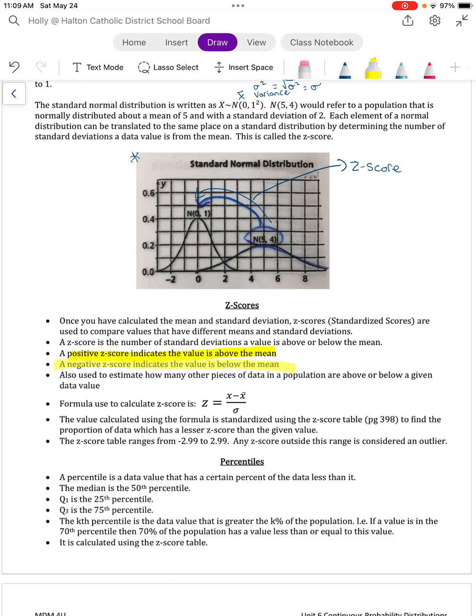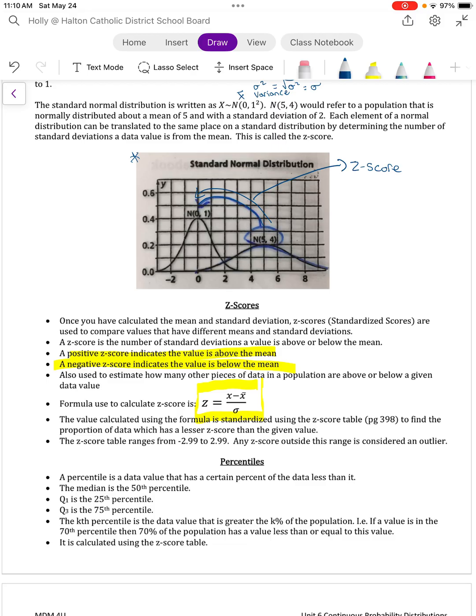Okay, so 2 important points there. Also used to estimate how many other pieces of data in a population are above or below a given data value. So the formula that we use is z is equal to x minus x bar over the standard deviation. So your observation minus the mean divided by the standard deviation. So if I took x minus x bar, that's going to tell me how far away I am from the mean, but I want to know how many standard deviations I am away from the mean. So that's why we divide by the standard deviation.